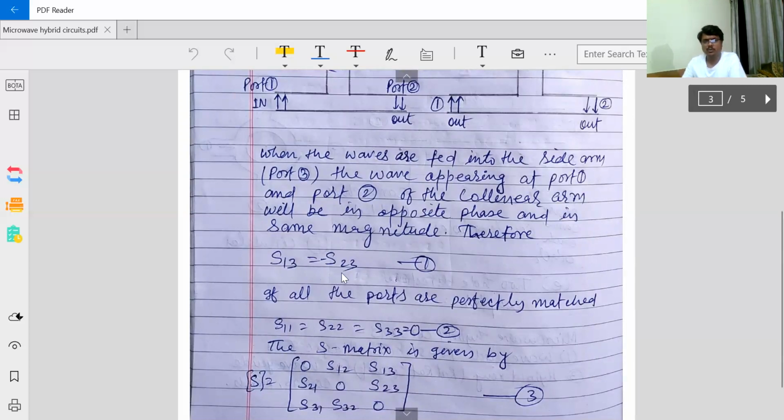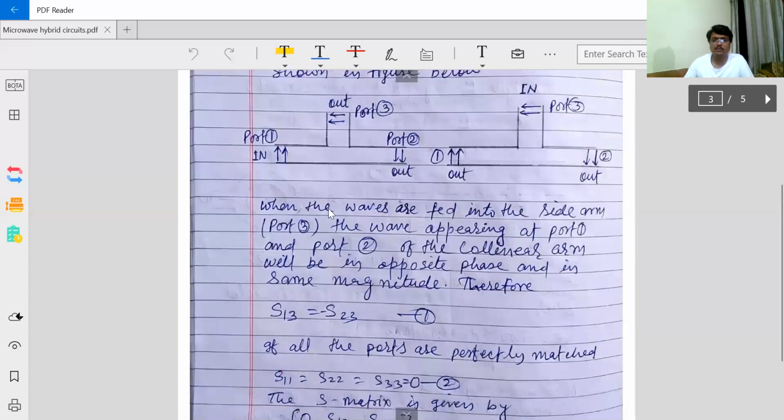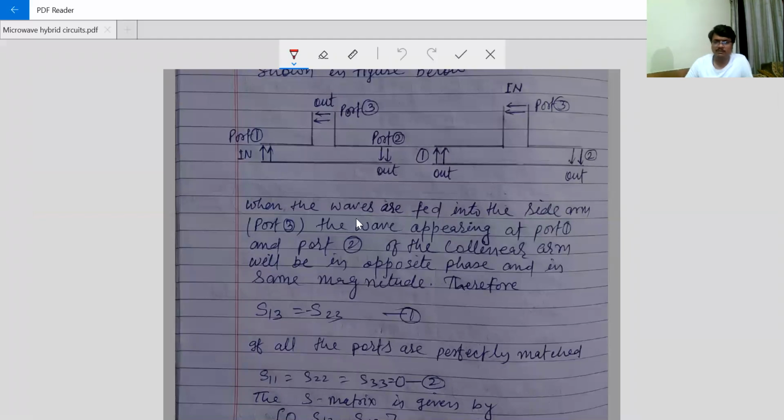So S13 and S23. If we talk about the S parameter, what will happen? If we give the input from here, it goes from here to here, and it also goes from here to here. So this will give the S13 parameter and it will give the S23 parameter. But magnitude wise, both are same. That's no problem. But phase wise, they are out of phase. Means the sign is opposite. So S13 is equal to S23, but with the opposite sign.